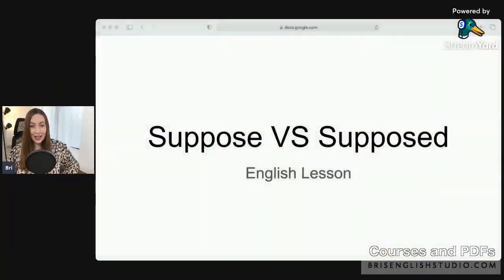All right, let's jump into the lesson. Okay, so here we have it. Suppose versus supposed with a D at the end. We need to look at the meanings behind these words. They are not the same. They're not used in the same way, even though it looks like they come from the same verb. When we use them with a D or not with a D, the meaning is totally different. The way we use it is totally different.